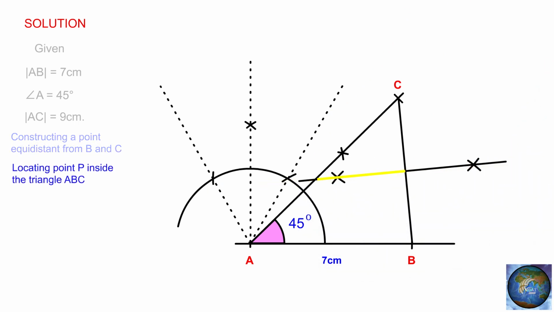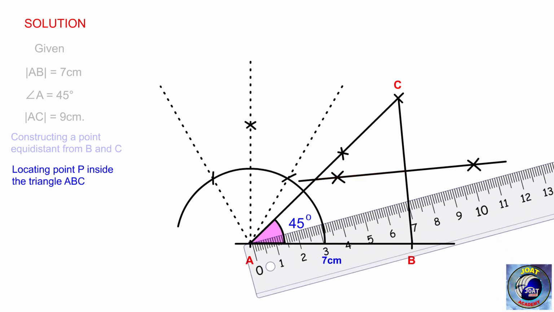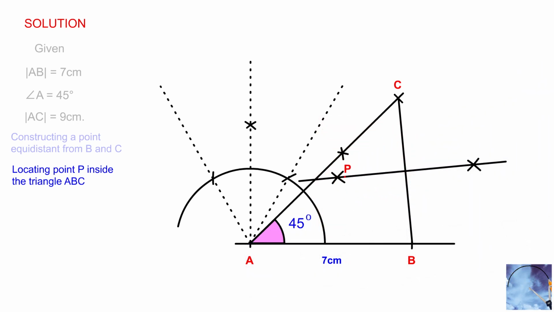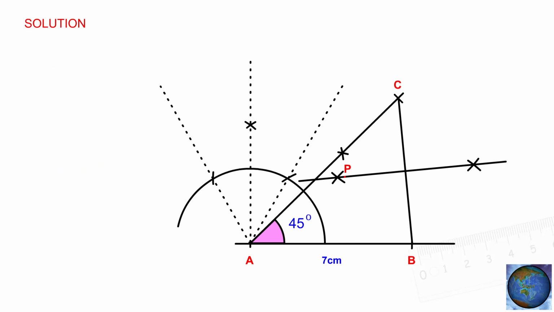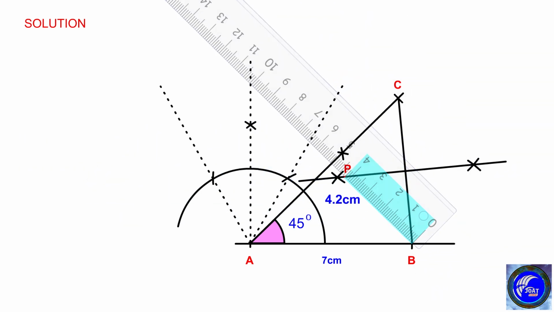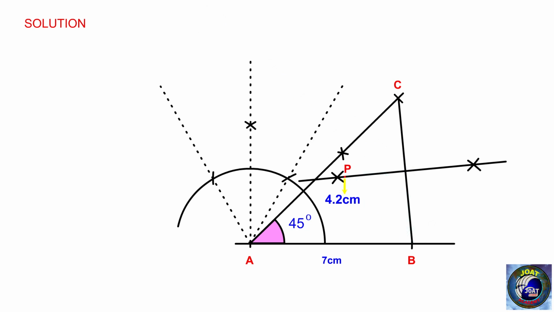Using a ruler, find the 5 centimeters mark from point A on the line equidistant from points B and C. Label this point as P. Measure the distance between points B and P to find that PB equals 4.2 centimeters.